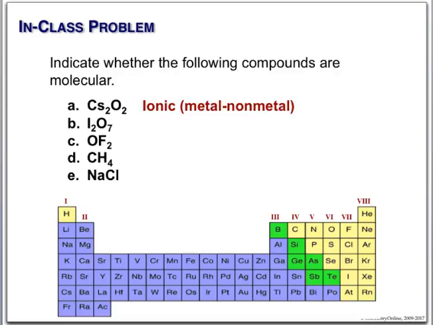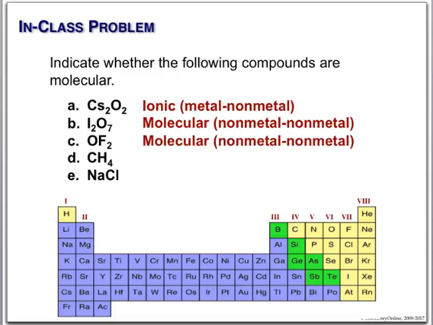Diiodine heptaoxide, I2O7. Iodine is here, it's a halogen, it's a nonmetal. So is oxygen, molecular. Oxygen difluoride. Oxygen, nonmetal, fluorine, nonmetal, molecular, covalent bonds.